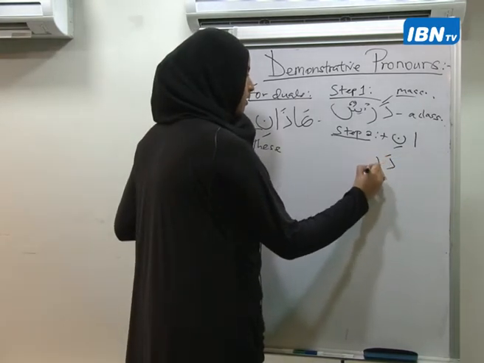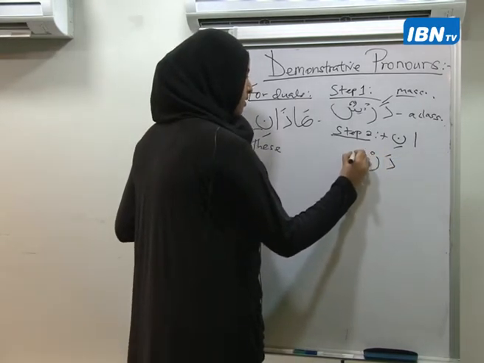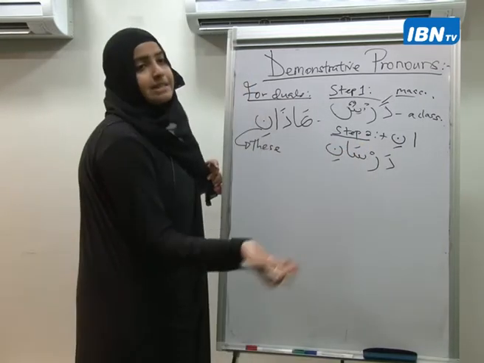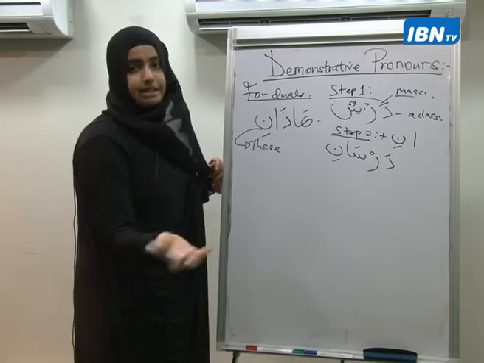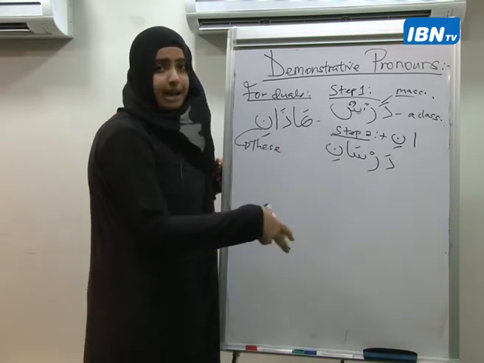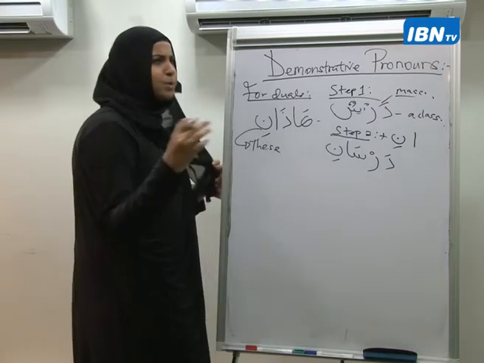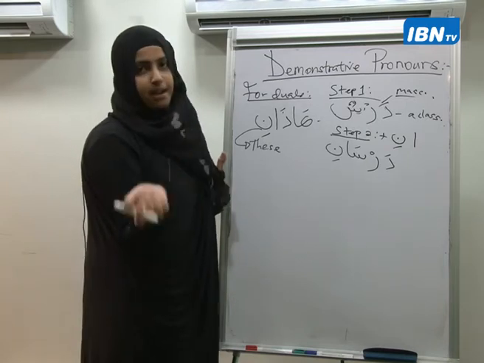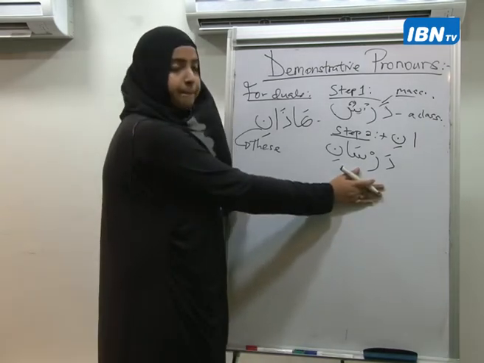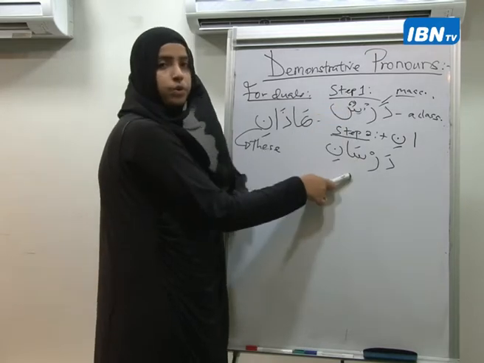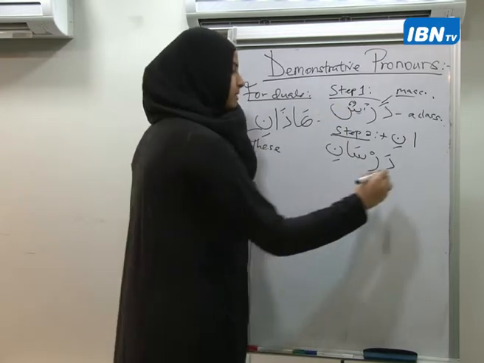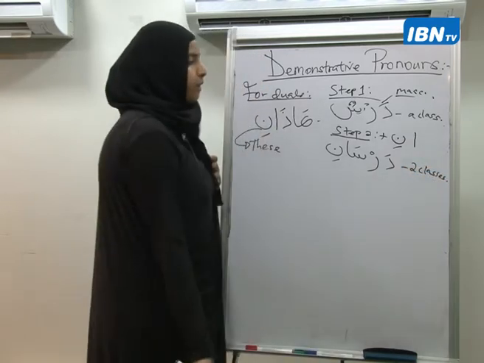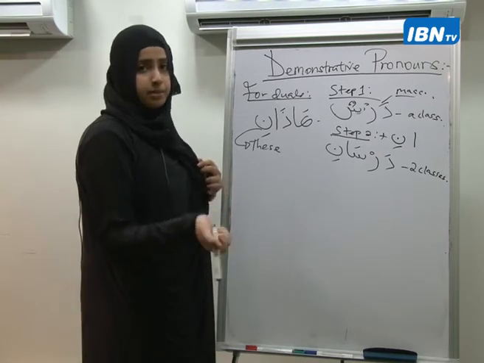Darsani. You know, in Swahili we say darasani, which also means class. In Arabic, 2 classes, darsani. So you notice in many places there's a bit of a similarity between Arabic and Swahili, right? So we have darsani. So I have converted the singular into dual. So this becomes 2 classes. Okay, so done with step 1, done with step 2.